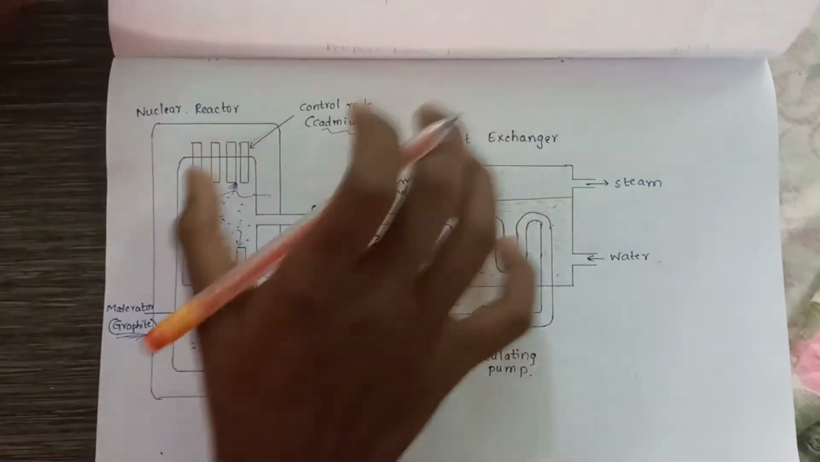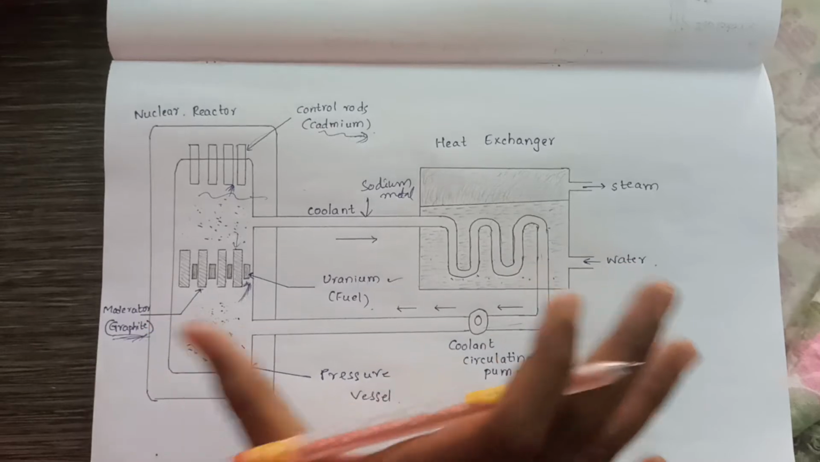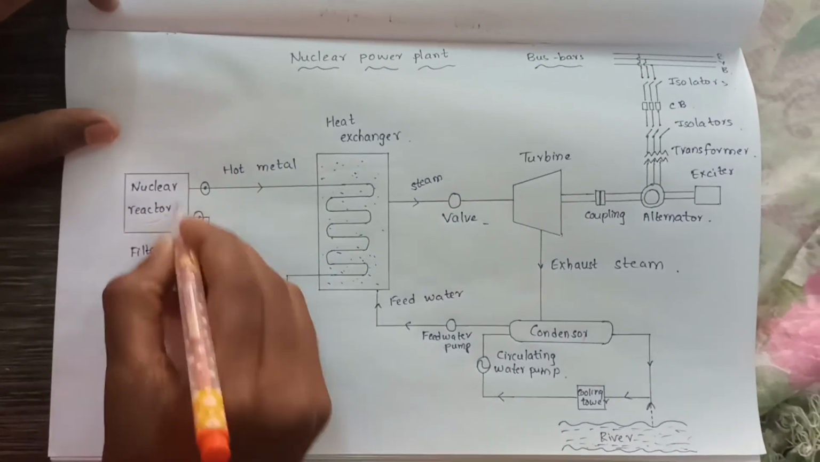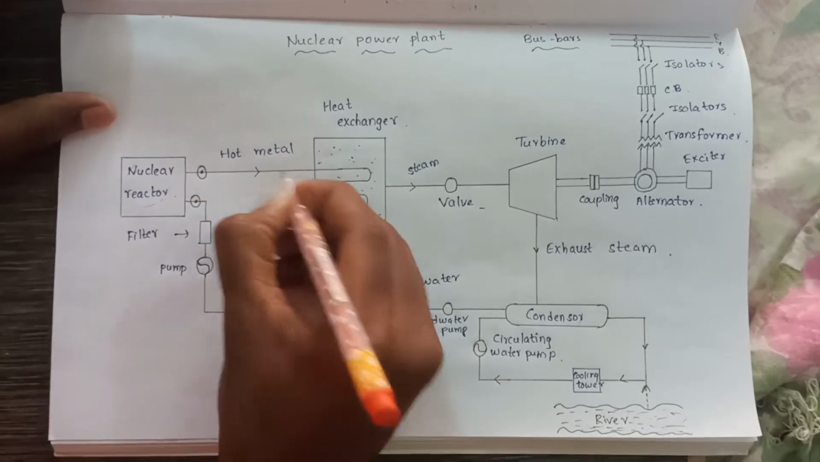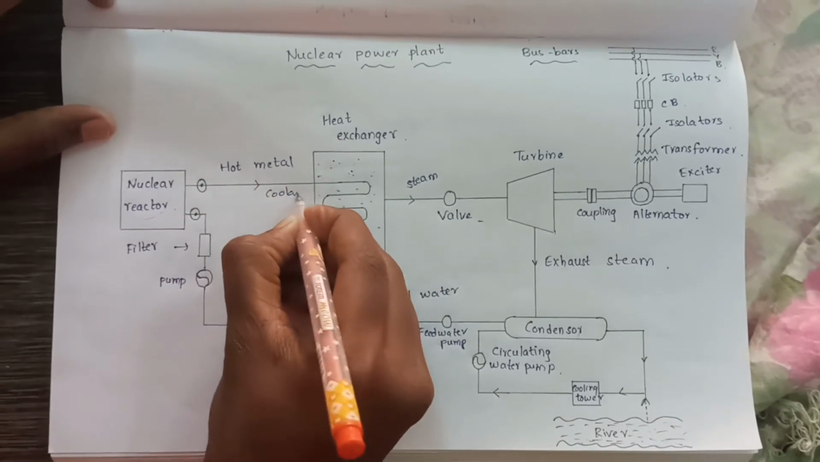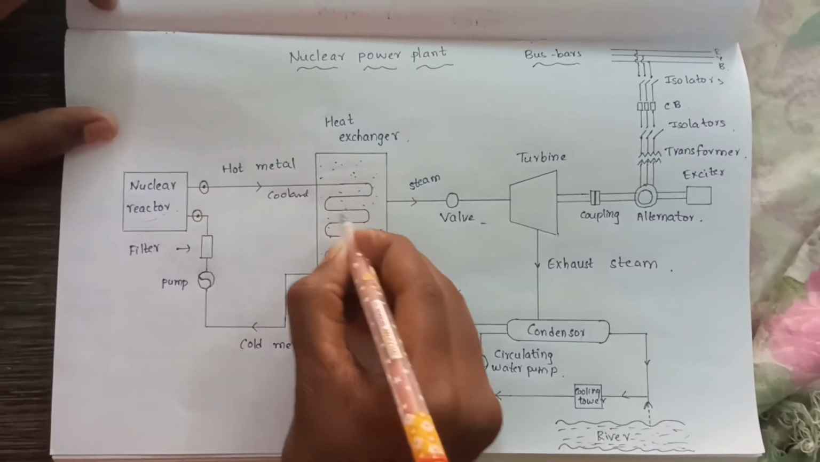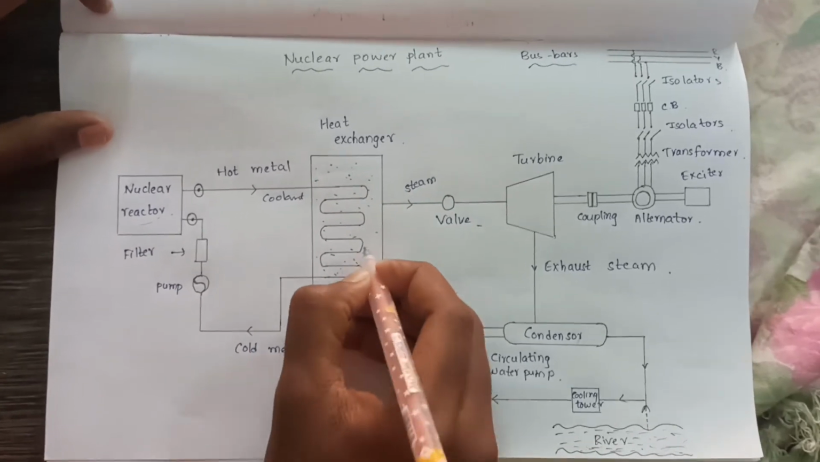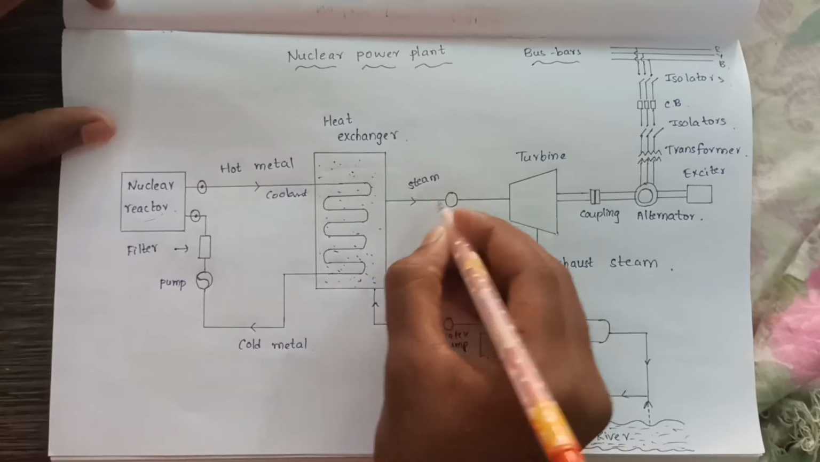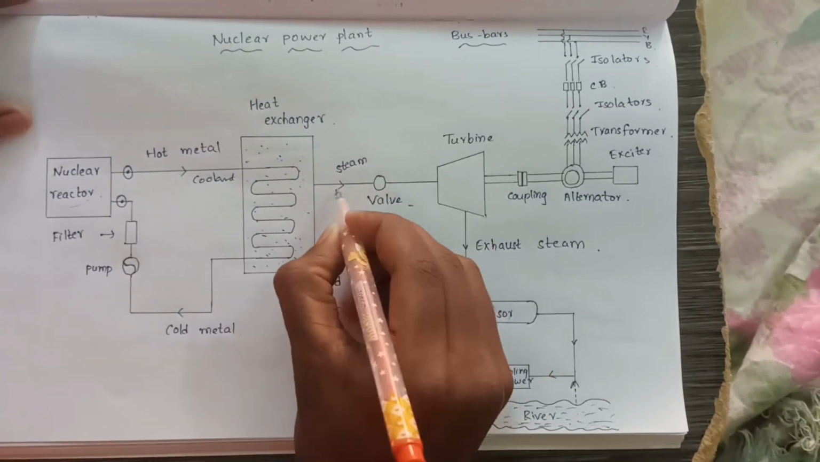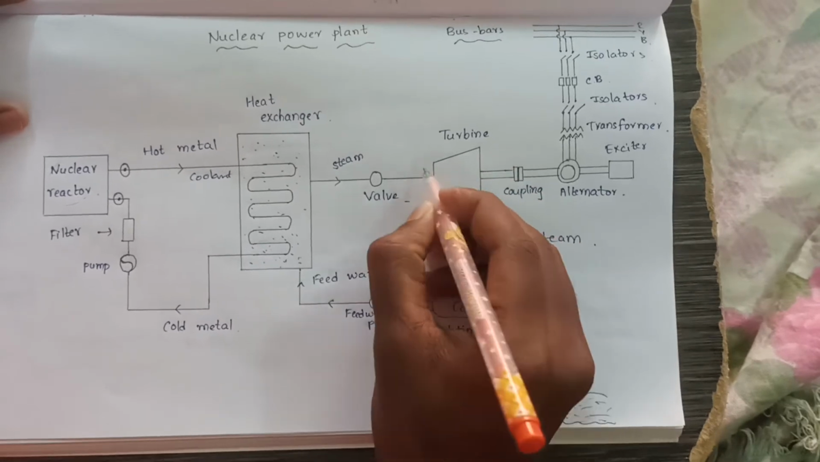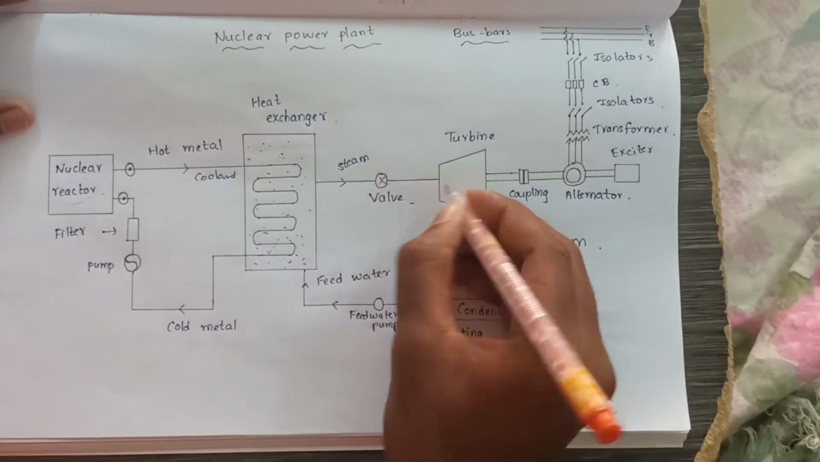Okay, so now I think you got an idea about the nuclear reactor. The heat energy that is generated in this nuclear reactor is transferred through a coolant. Just now, as I said, this is a coolant. It is transferred to the heat exchanger, and we have water here, and the water gets converted into steam. Now the steam travels through the valve to the turbine.